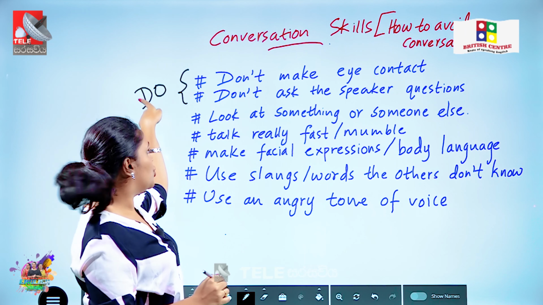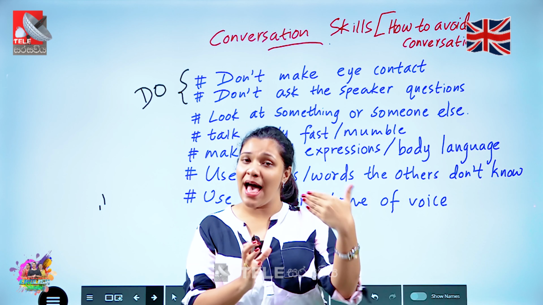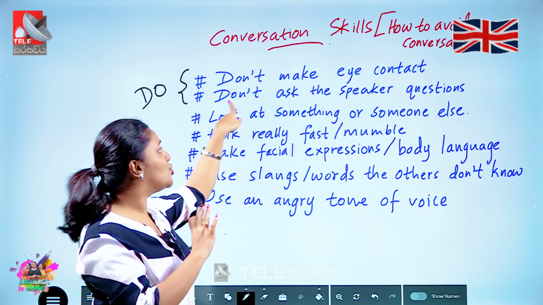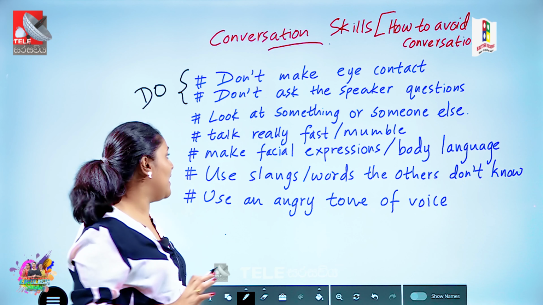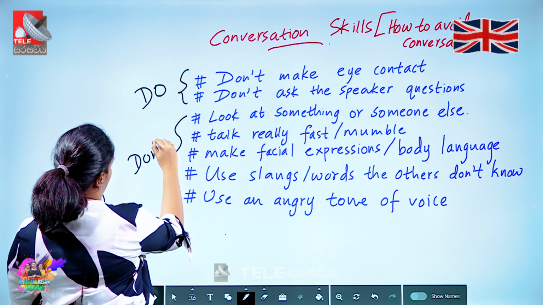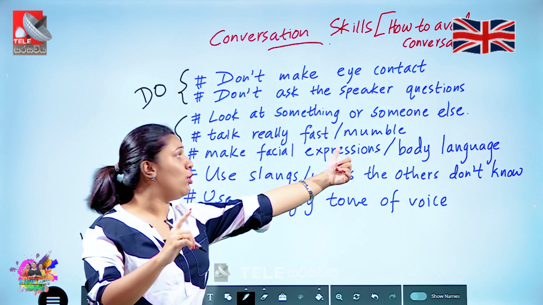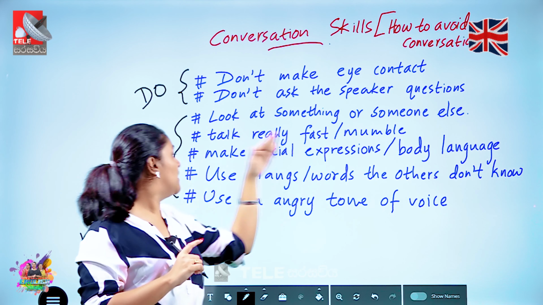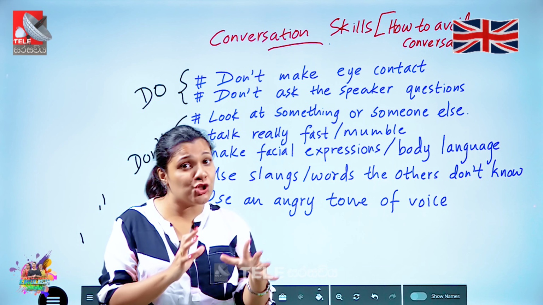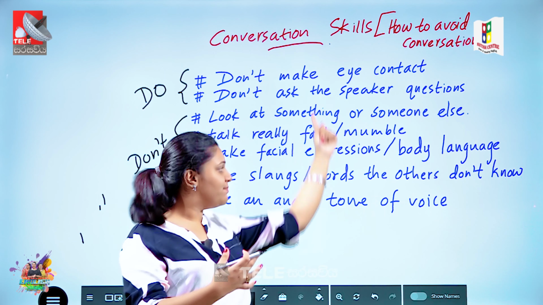Do make eye contact. Do ask the speaker questions. This is only when you want to have a conversation. If you want to avoid the conversation, then don't make eye contact or ask the speaker questions. And these ones, don't: don't look at something or someone else, don't talk really fast or mumble, don't make facial expressions or body language, don't use slang words that the others do not know, don't use an angry tone of voice. That is when you want to have a conversation with somebody.